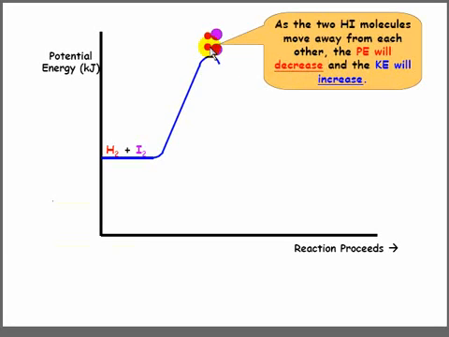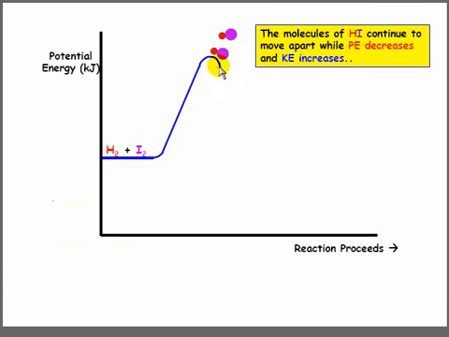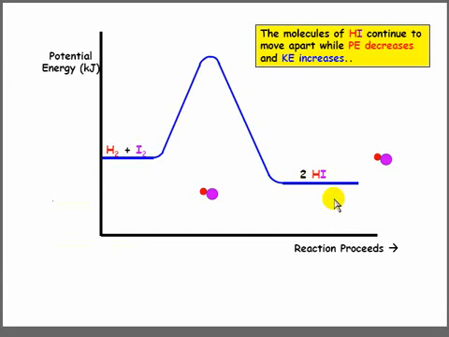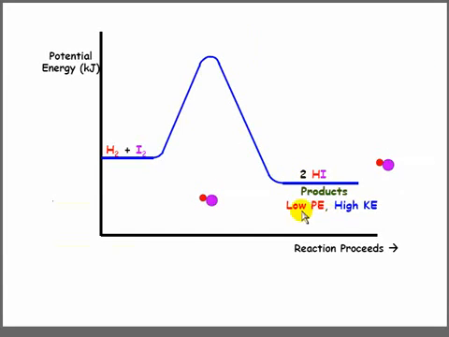You notice the HI molecules start moving apart from one another. As they move apart from one another, their potential energy decreases, as you can see by the blue line. As their potential energy decreases, their kinetic energy increases. So as potential keeps going down, kinetic keeps going up. Sooner or later, they form the stabilized products, two molecules of HI. The products have low potential and high kinetic energy.